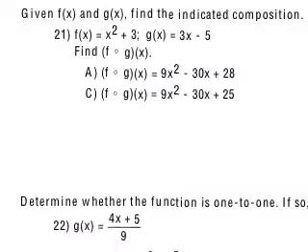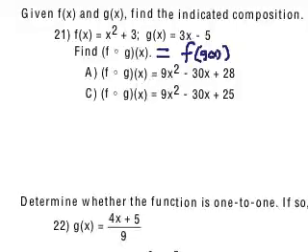Okay, number 21. Now we have a composition problem. It says, given f of x and g of x, find the indicated composition. So it tells us what f of x is and tells us what g of x is. We have two functions. And it says find f circle g, or f composed of g. So f composed of g, that's the same thing as f of g of x.